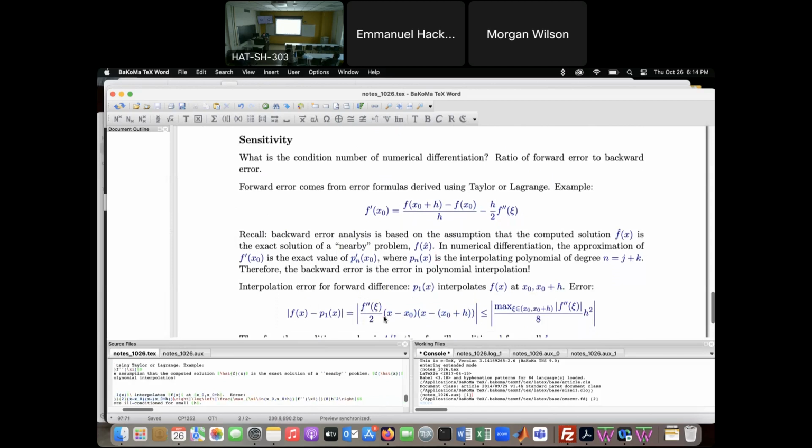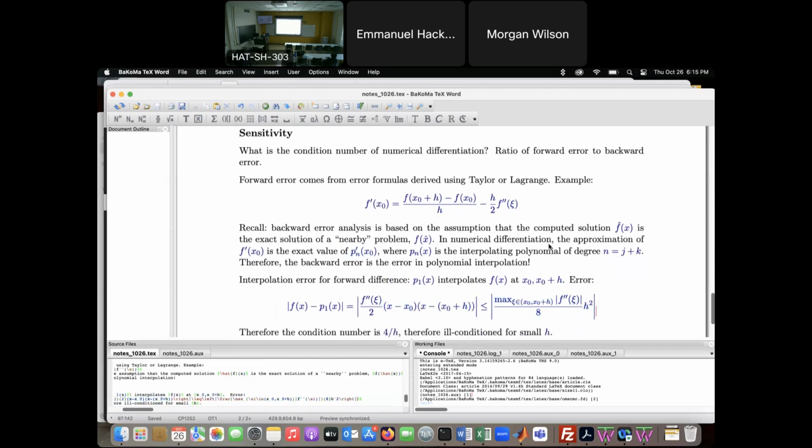Actually, this just came up in an example from section 7.4. This has its absolute maximum at h squared over 4. So then I get h squared times the maximum of the second derivative divided by 8. So this right here is a bound on my backward error.